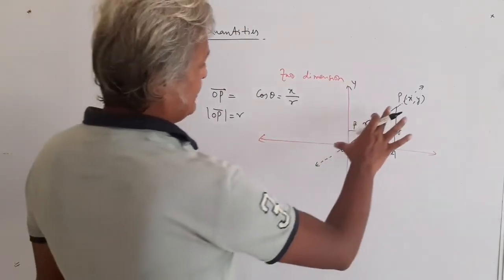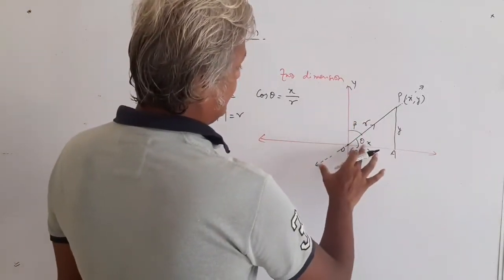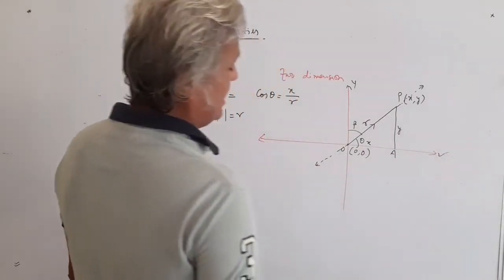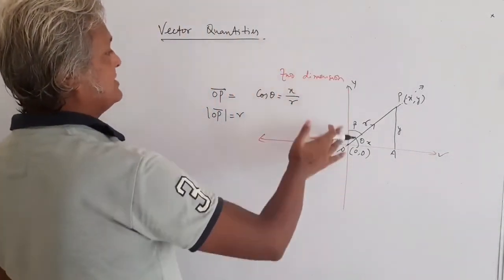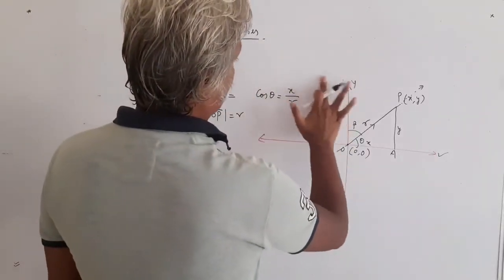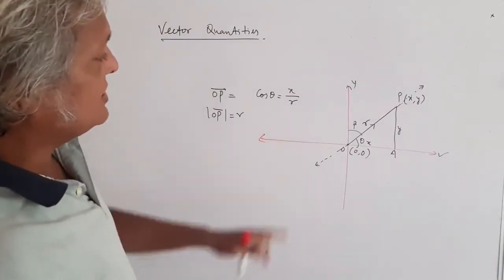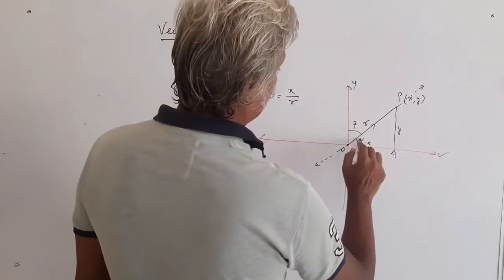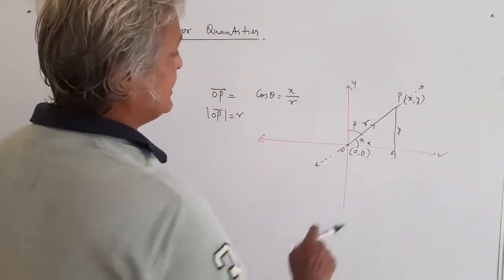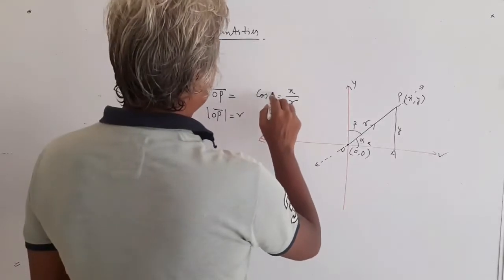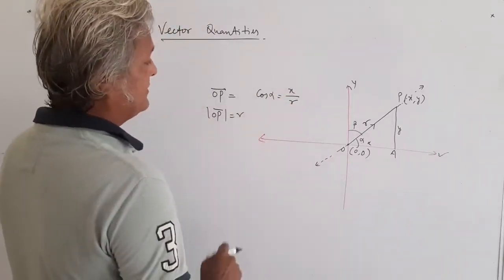And this line segment OP is making angle theta with the positive direction of the x-axis, which is on the right-hand side in this direction, and the positive direction of y is above, like that. So this right now is not required. In this case, theta is the angle, or should I call it just alpha. So alpha is the angle that the line makes with the positive direction of the x-axis. So cos alpha is x upon r.